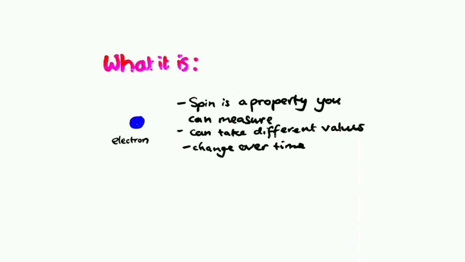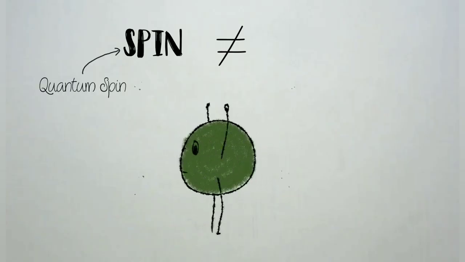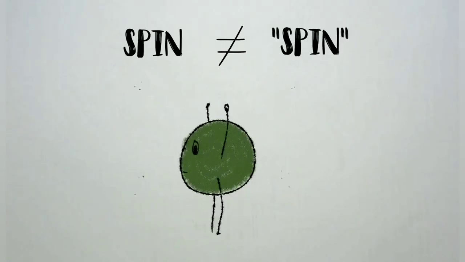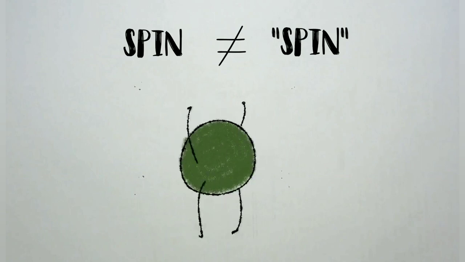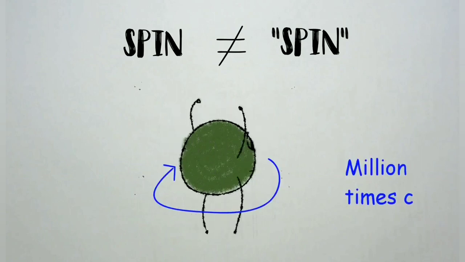Electron spin is a property you can measure. It can take different values and can change over time. First of all, spin is not spin. For if it were, then the electron would have to spin at millions of times the speed of light. Then it would be disintegrated into different pieces, so it would suggest that the electron is not a point particle.